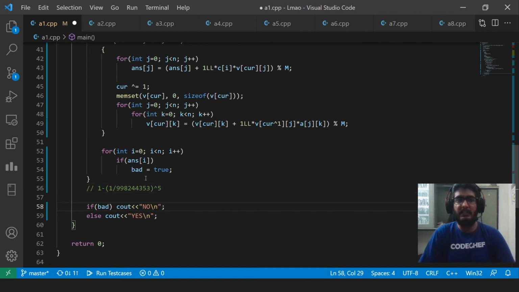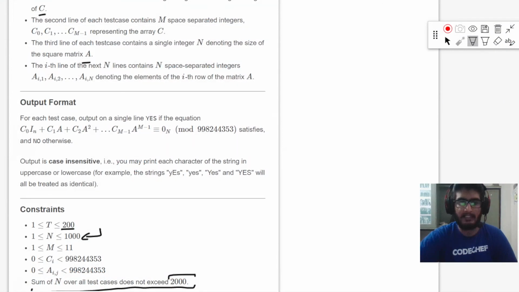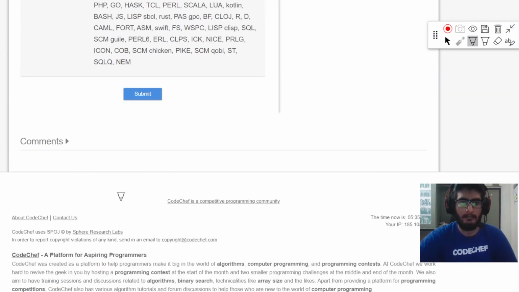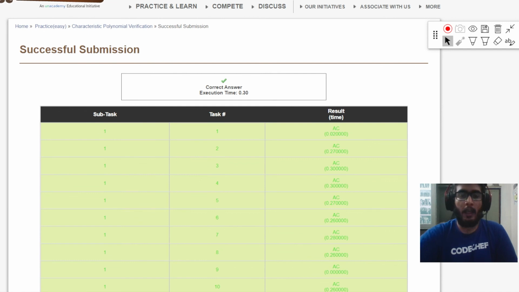So this is the code for characteristic polynomial evaluation, and let us submit it here and see whether it gets an accepted answer. After submitting the code that we just built up, of course we got a correct answer, as the probability of our code failing is very, very small, which can be assumed to be 0.